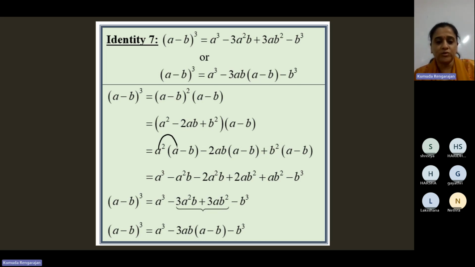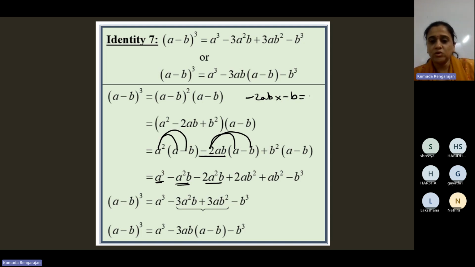Now multiply the terms. a squared into a, a cubed. a squared into minus b, minus a squared b. Minus 2ab into plus a, minus 2a square b. Minus 2ab into minus b, minus into minus plus 2ab square. b square into a. I've just written a in the alphabetical order, a and then b. So a, b square. Then plus b square into minus b is minus b cubed. b square into b is b cubed, plus into minus, minus. So like terms, these two are like terms, these two are like terms.